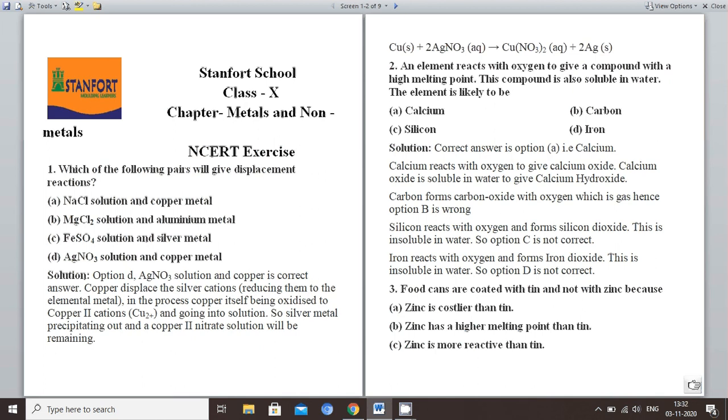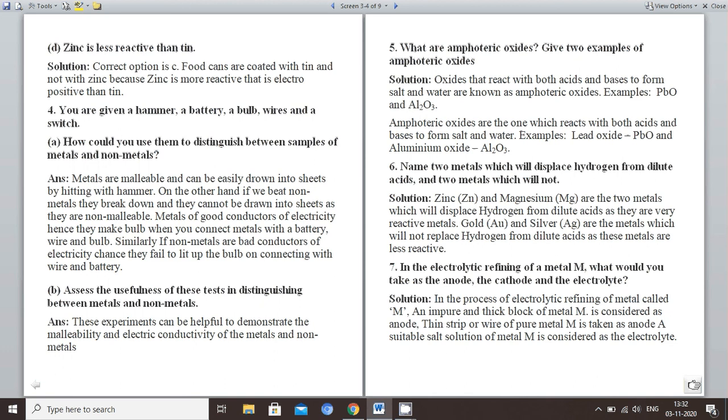Now the next question is question number 3. Food cans are coated with tin and not with zinc because, food cans हमेशा tin से कोट की जाती हैं ना कि zinc से, because zinc is more reactive than tin. Okay, so that shows the correct option is C. Food cans are coated with tin and not with zinc because zinc is more reactive and it is more electropositive than tin.